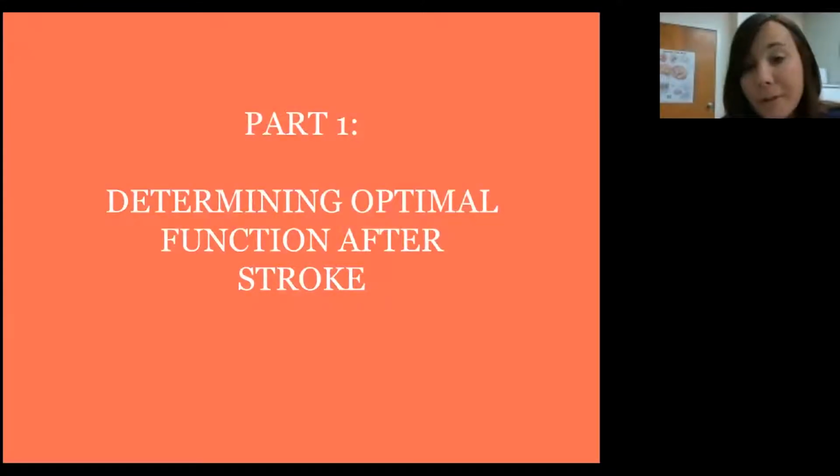Determining optimal function after a stroke is dependent upon a large number of factors. Mostly, though, you're looking to see where the stroke occurred, which arteries were involved, as well as the extent and time after the insult. Knowing these factors, the therapist is primarily able to anticipate which body parts are going to be involved, as well as start to prevent and start looking at the trajectory of recovery.